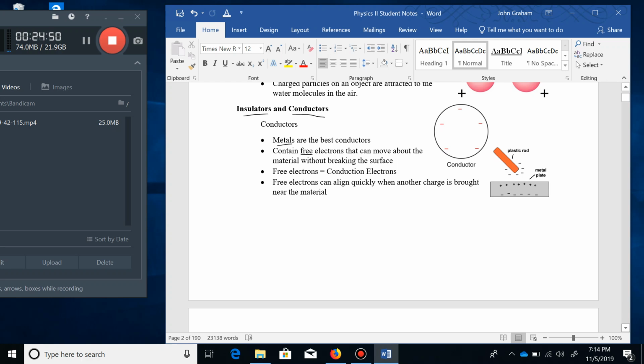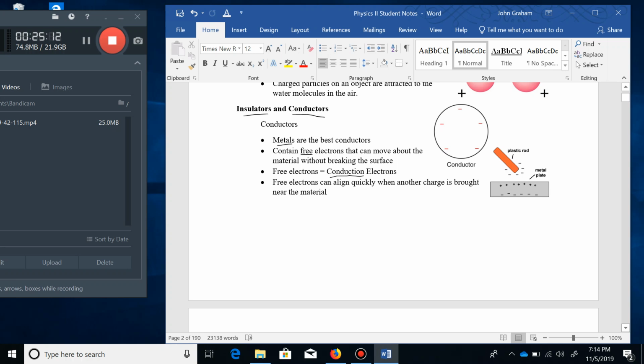And so these free electrons are also called conduction electrons, because they are going to be why metals conduct electricity and they conduct heat better than things that don't have these loose electrons.